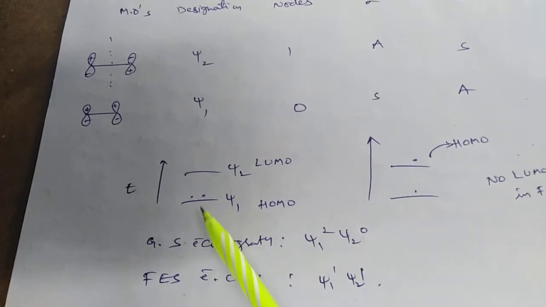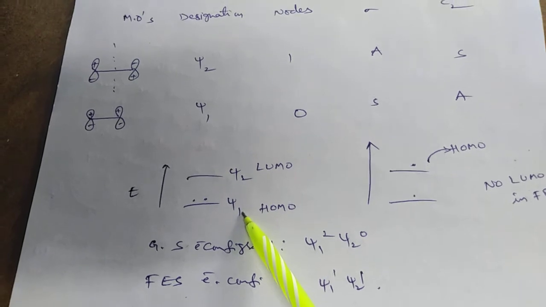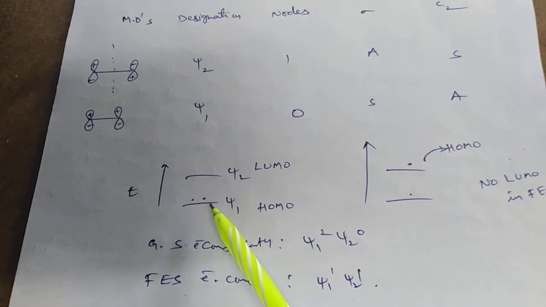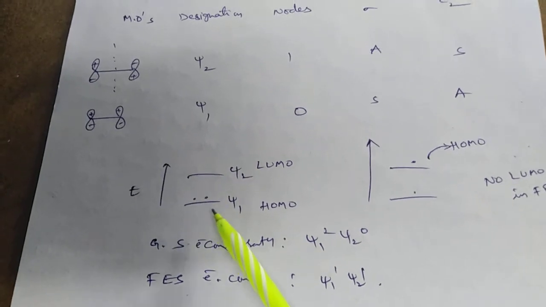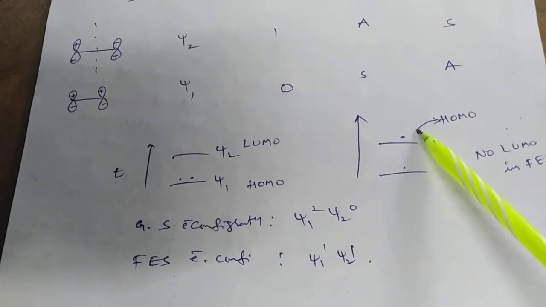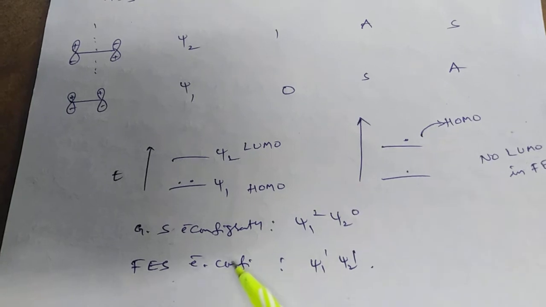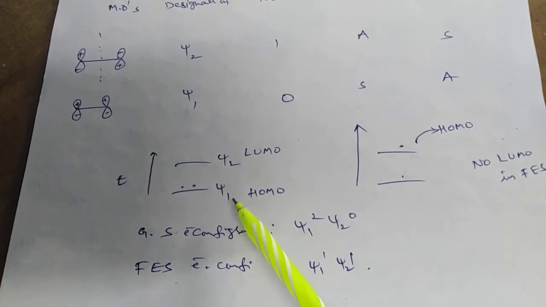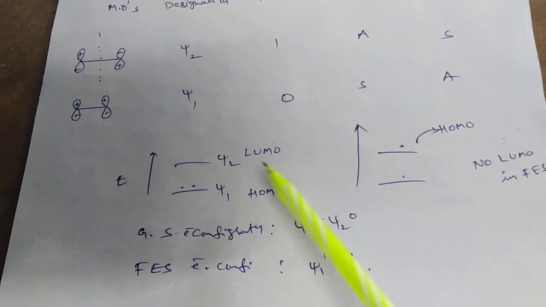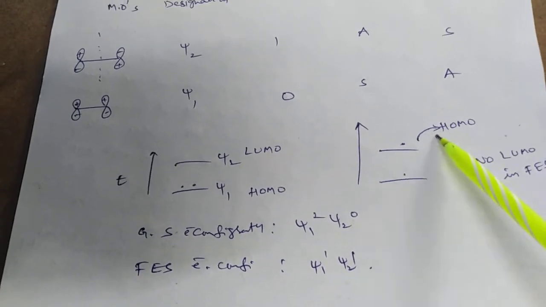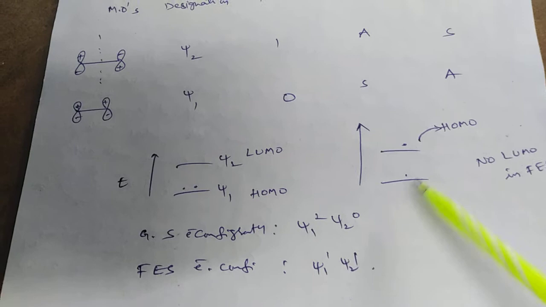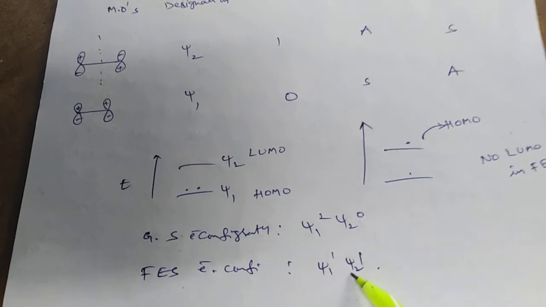When we give energy to the Psi1 molecular orbital, the energy of the molecular orbital increases. Now the electron jumps from Psi1 to Psi2. It is the first excited state configuration. In the ground state configuration, Psi1 has 2 electrons and Psi2 has 0 electrons. But in the first excited state, Psi1 has 1 electron and Psi2 has 1 electron.